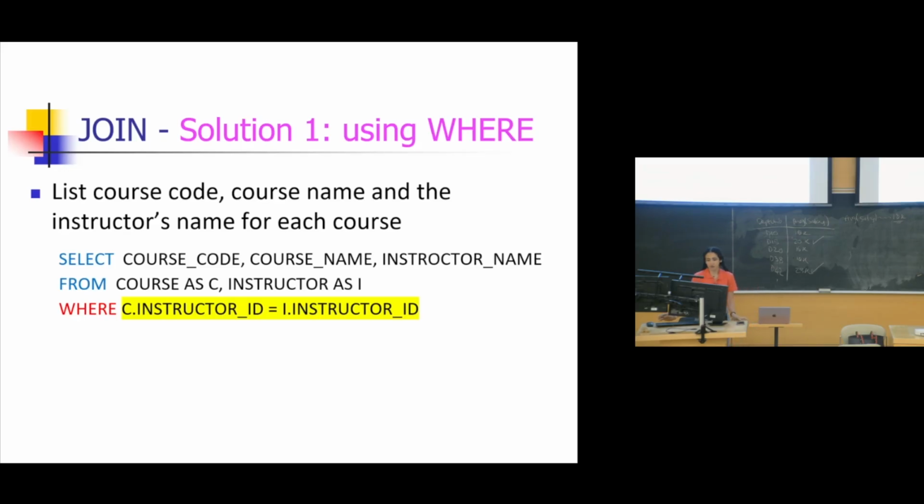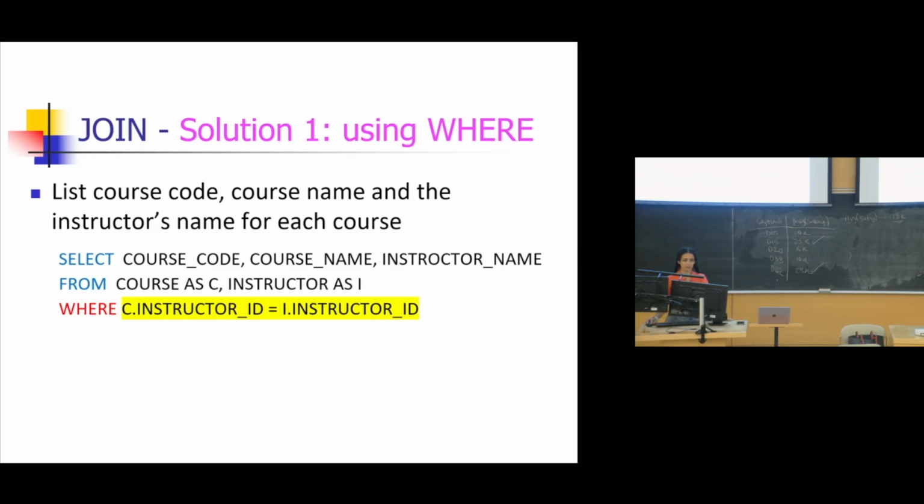Because then if you just want to write from course, instructor, then your where clause will be course.instructor ID equal to instructor.instructor ID, which is very long, right? So it's optional, you can just use as. And this is one way of joining tables, right?